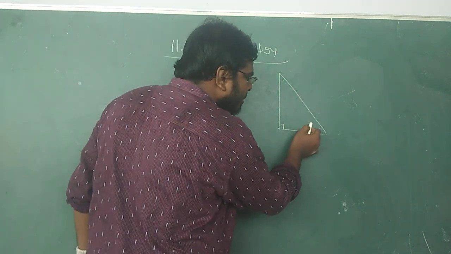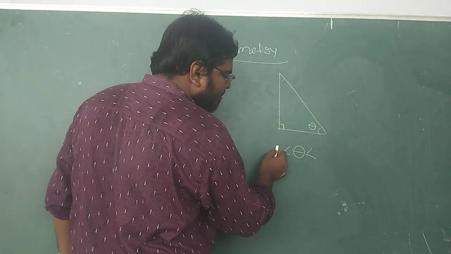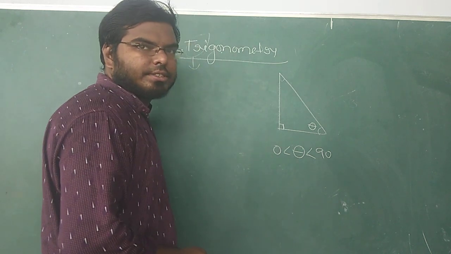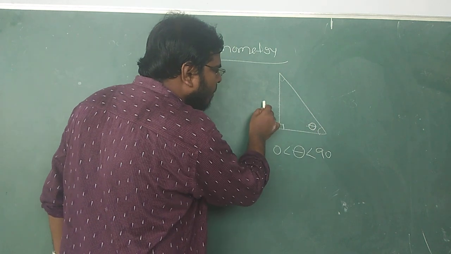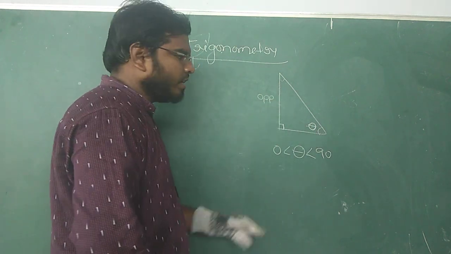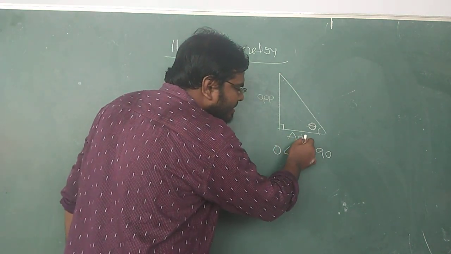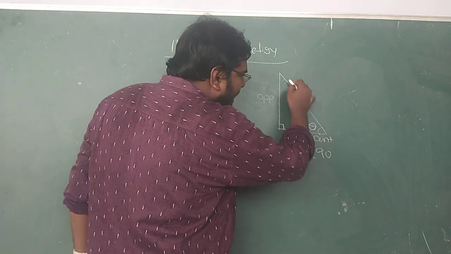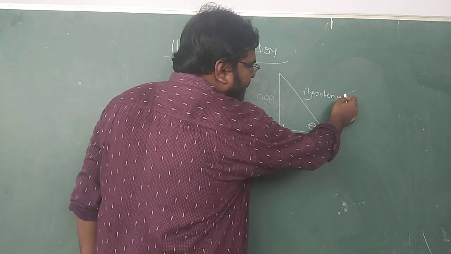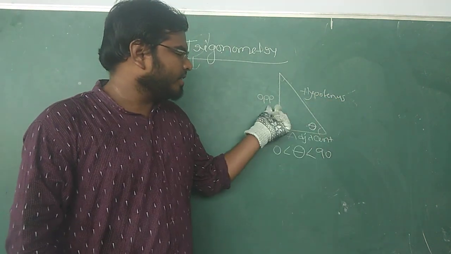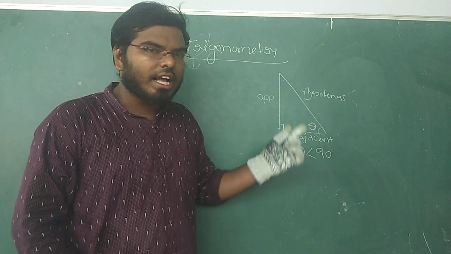Now listen carefully. I am assuming here theta. Theta means an acute angle, an angle between 0 to 90 degrees. According to this theta, this side is called the opposite side because it's opposite of theta. And this side is called the adjacent side. And the lengthiest side is called the hypotenuse. Once again, theta's opposite side is called the opposite side, this side is the adjacent side, and the lengthiest side is the hypotenuse.